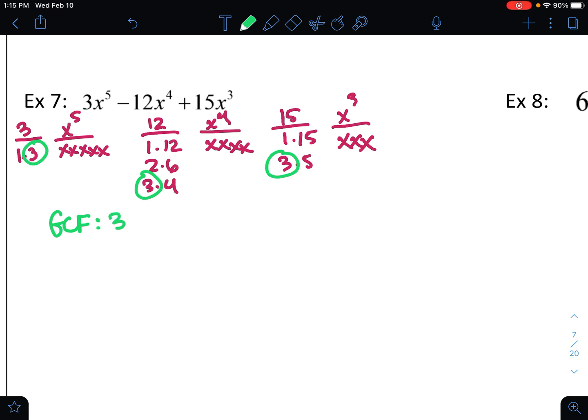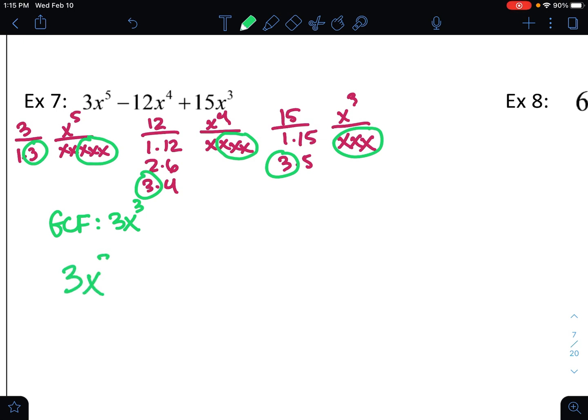How about variables? I've got 5 of them here. So start with the smallest. I'm going to take all 3 of these out. I'm going to take 3 of the 4, and then I'm going to take 3 of the 5. So I'm going to be able to have a GCF of 3x to the third.